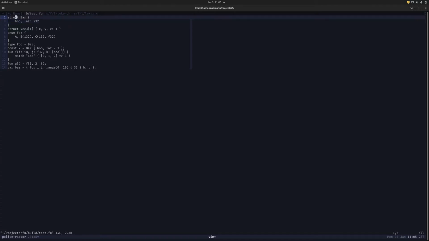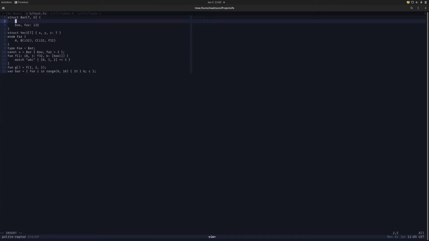So what I want to have is struct here, followed by the name of the struct. Then optionally, I want to allow the use of generics. Generics are introduced with the square brackets. Then a list of names like T, U, something like this. And then an open brace to indicate the beginning of the body of the struct. Then the members of the struct, like essentially just names, field names, like foo, for instance.